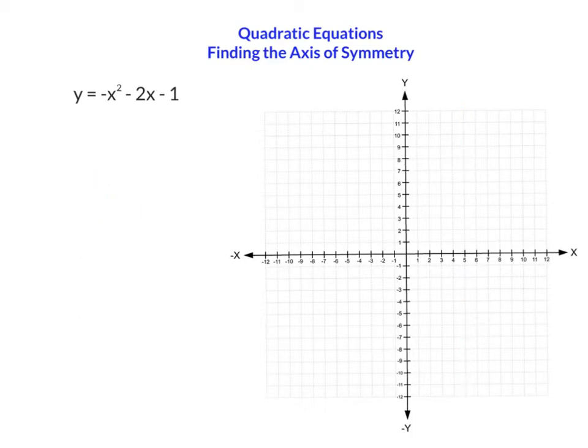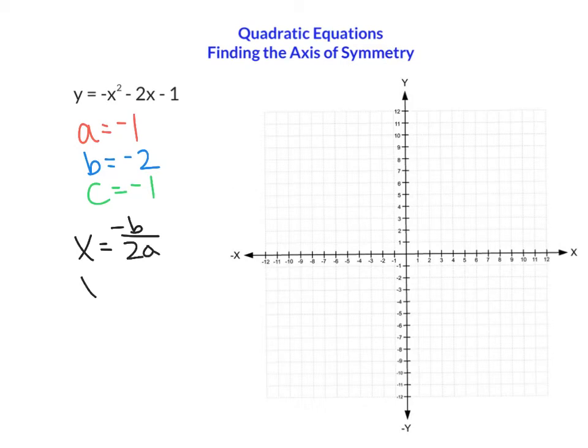So again, in this problem, I'm going to start by labeling my A, my B, and my C. So my A equals -1, my B equals -2, and my C equals -1. So I go back to x equals -b divided by 2a. So x is going to be -2 divided by 2 times -1.